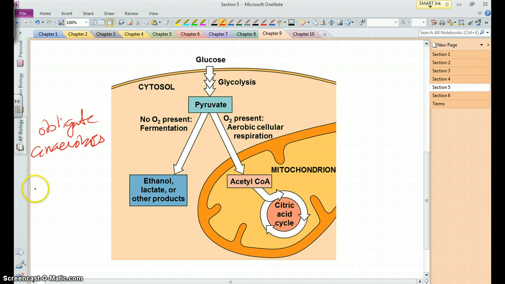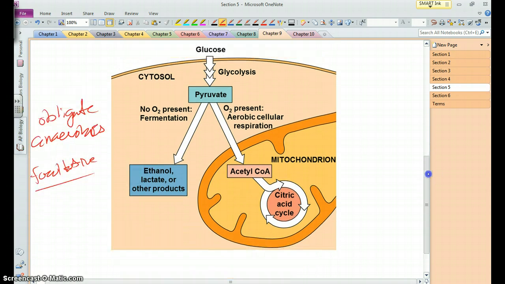Others are facultative anaerobes, and that is, they're not poisoned by oxygen, they just don't necessarily use it. So they just do pyruvate fermentation, even though oxygen is around. For example, our yeast will do that. They'll do ethanol, alcohol fermentation, even though there might be oxygen around.